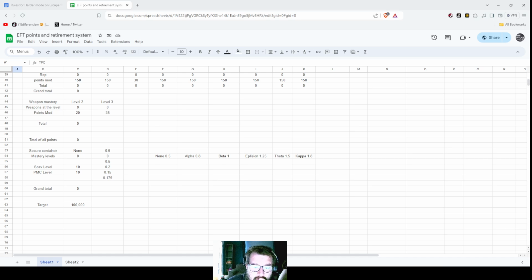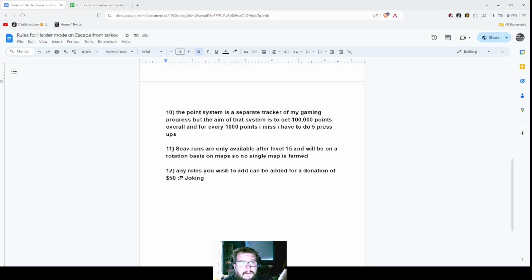Now my ultimate target is to earn 100,000 points based on this system. And the added motivator of all this is that for every 1,000 points I miss off the total, I'll have to do 5 press-ups on the day of the next wipe. So, if I don't do well enough, I could be attempting to do 500 press-ups in a day. And if you see my figure, that is something I wish not to do.